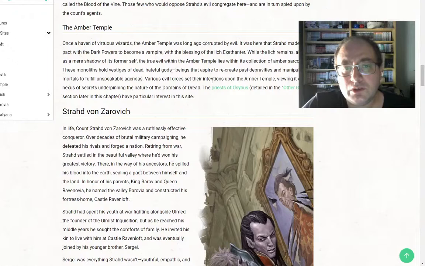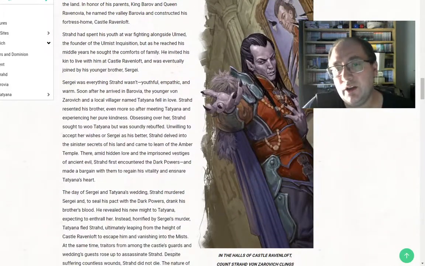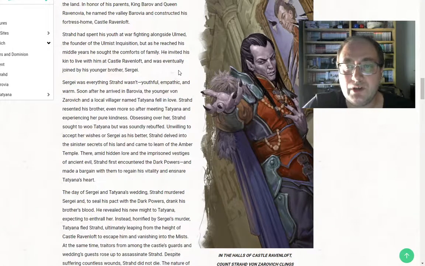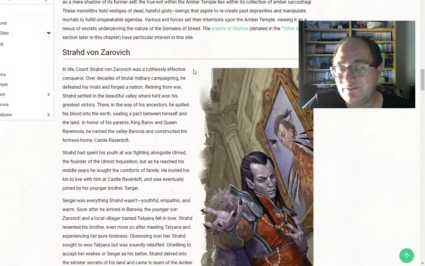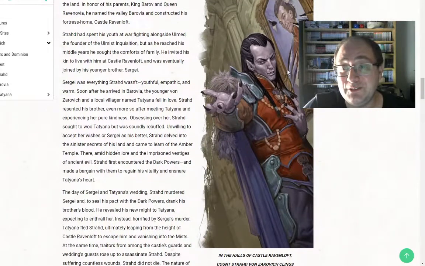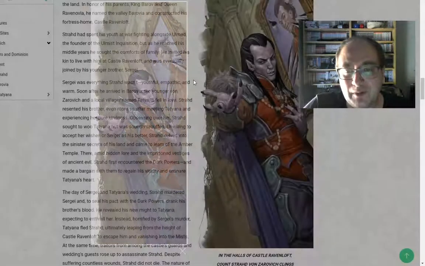Now, I wanted to talk also about Strahd von Zarovich. The art in this book is fantastic, but it might not be everyone's cup of tea. For example, Count Strahd von Zarovich has gone through many different visual transformations, from second edition all the way to this one, where he looks a little bit more like a generic vampire, in my opinion. Still a cool picture, just maybe a little bit more generic.